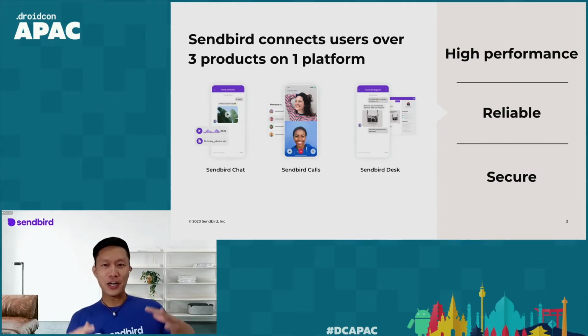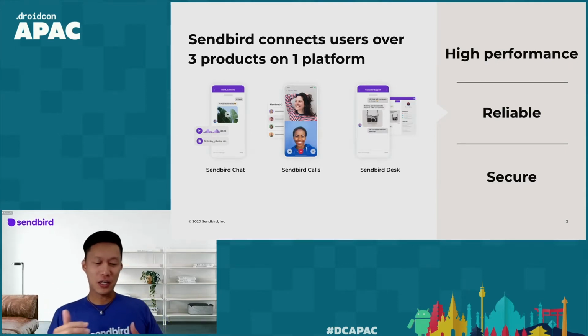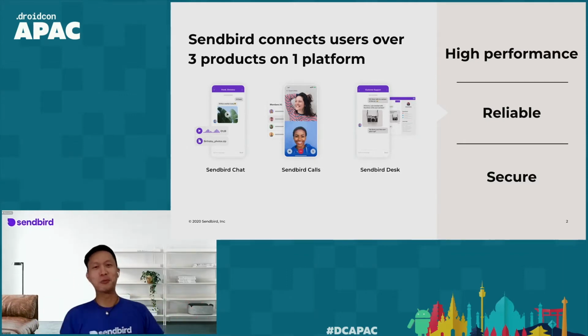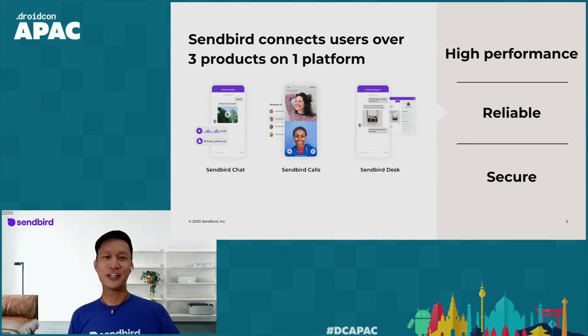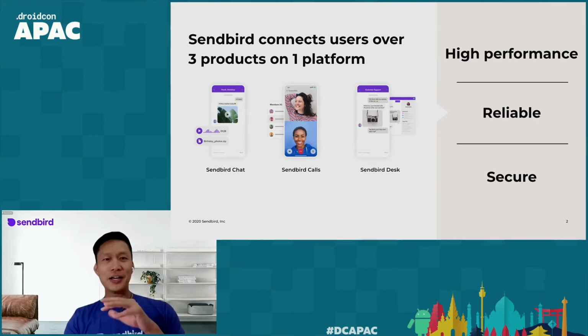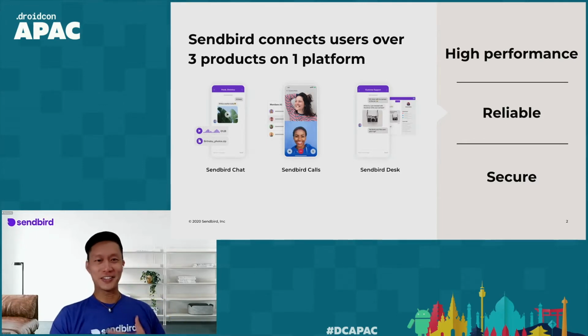Chat is our real-time chat messaging service. I'll skip over to Desk. Desk is a product that's built on top of our chat service, which adds a bunch of features and tooling to expand chat into a full customer service platform. And then Calls is what we'll be talking about today. This is our platform for providing voice and video services. All three products are built on the same high performant, reliable, and secure global network. So that's Sendbird in a nutshell.